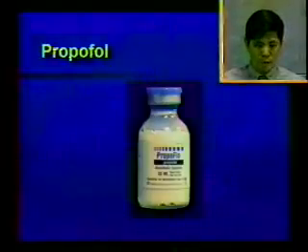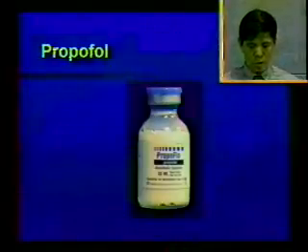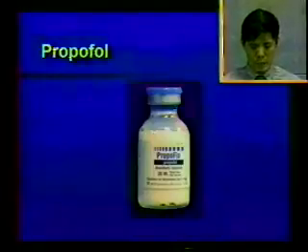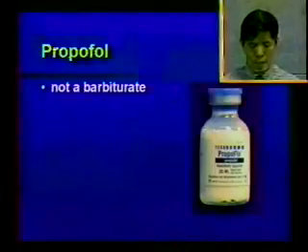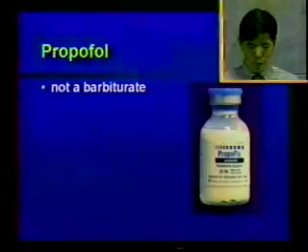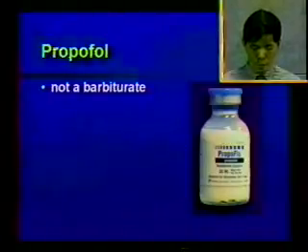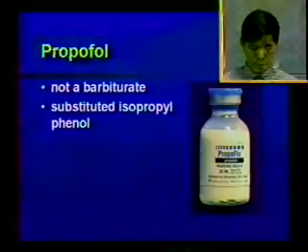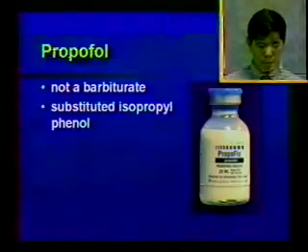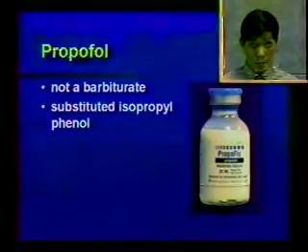Now let's talk about Propofol. As you can see, Propofol is colored. Propofol comes as a white emulsion. And why is that? Because that white emulsion is made out of soybean oil. It is not a barbiturate. It is known as a substituted isopropyl phenol.